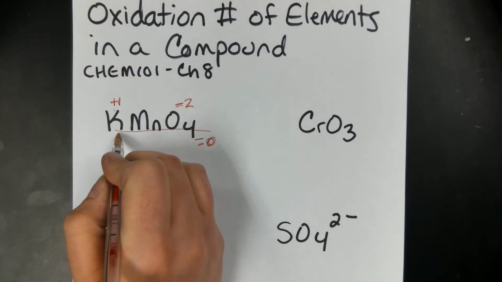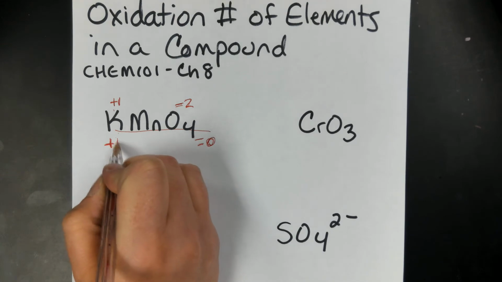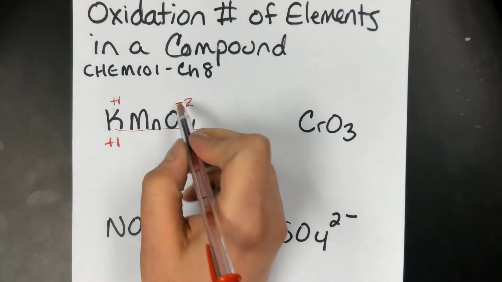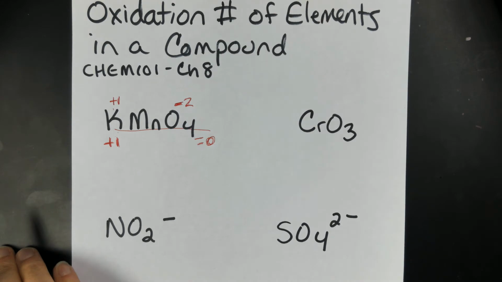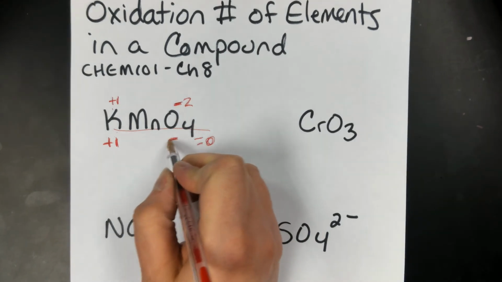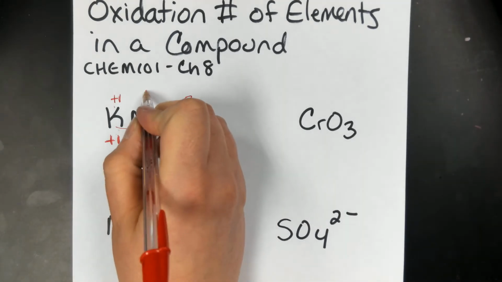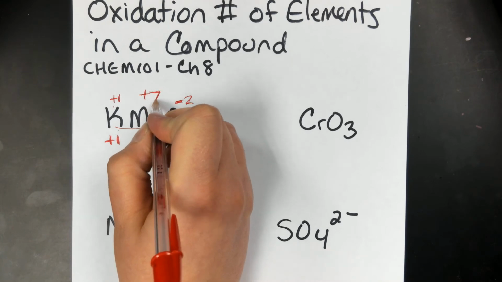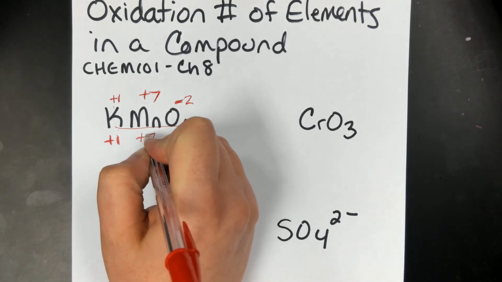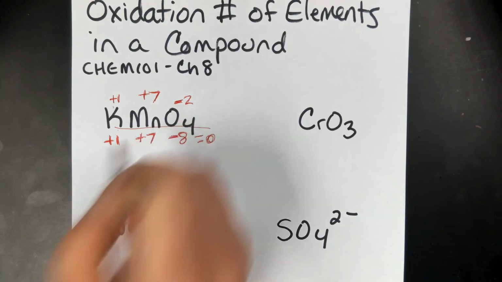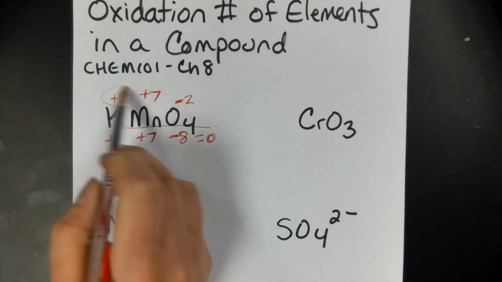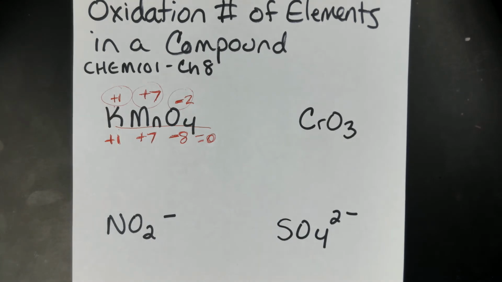So if K, there's only one K, and he brings a total of +1 to the party, and oxygen brings a -2 to the party, each of them, and there's 4 of them, that's going to be a -8, right? What does Mn have to be for it to total out to 0? A +7, right? And there's only one Mn, so he's a total of +7 each. So then these would be the answers. I would say, what's the oxidation number of manganese in this compound? So you'd say +7.